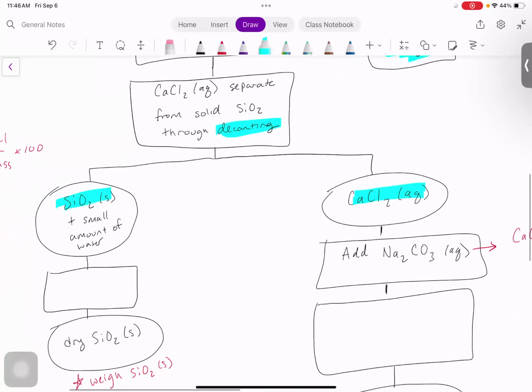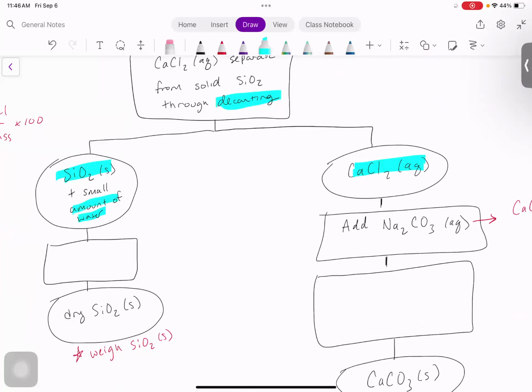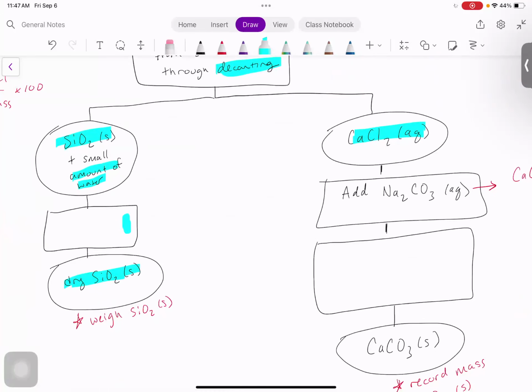So this solid silicon dioxide will be slightly wet, so we're going to do something to get rid of that water again. And then we'll have the dry silicon dioxide. That dry silicon dioxide, we'll measure the mass and use it to calculate the mass percent.